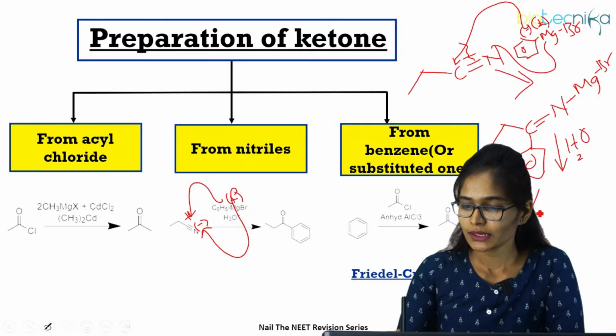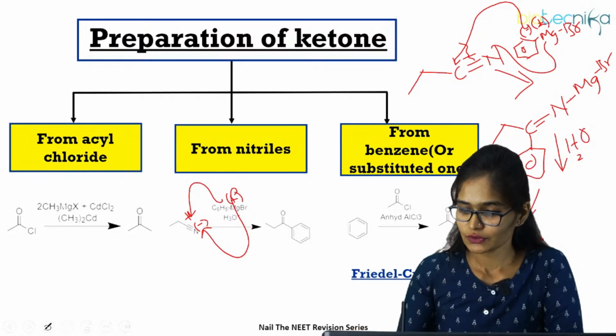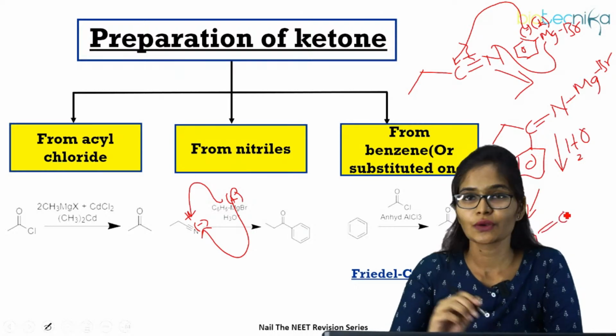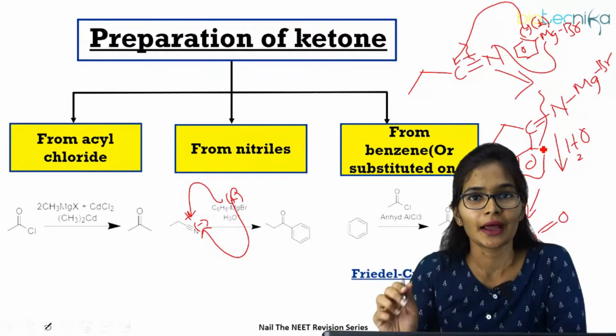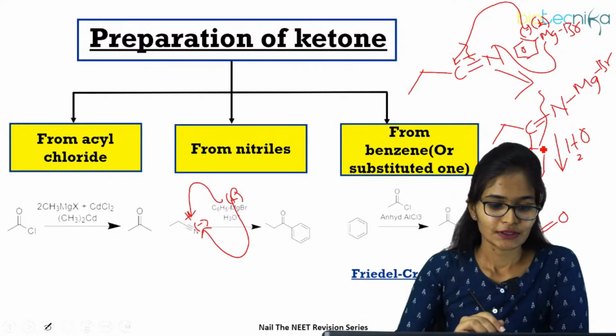Just upon hydrolysis, you will get your ketone overall here. You just have to place oxygen in the place of nitrogen. So just break the bond and add oxygen there. That's it. So this is from nitrile.